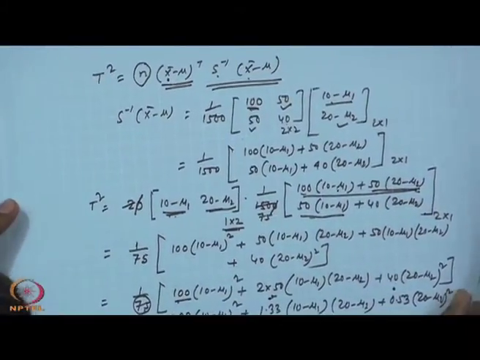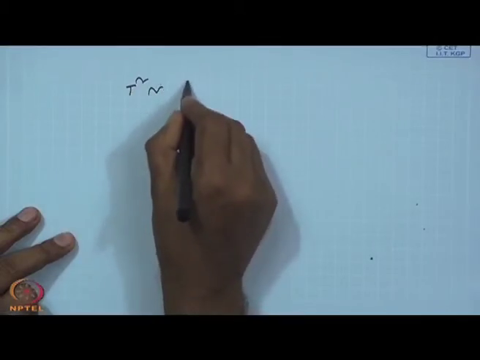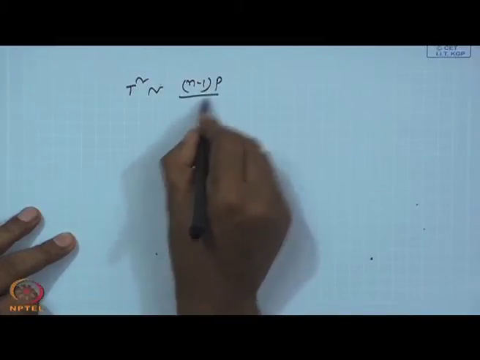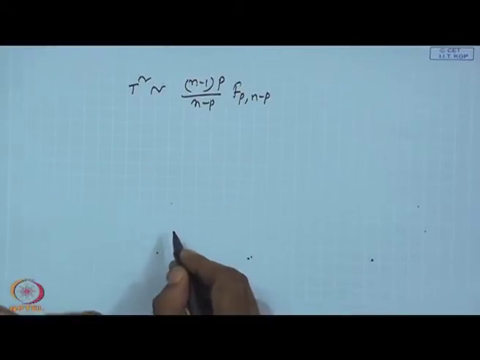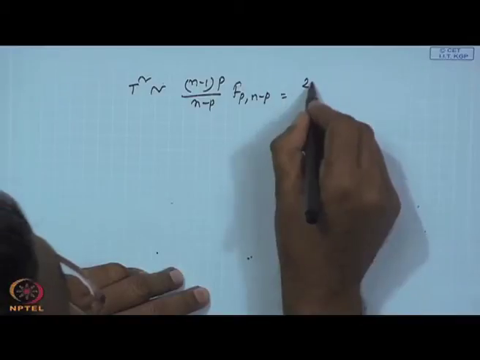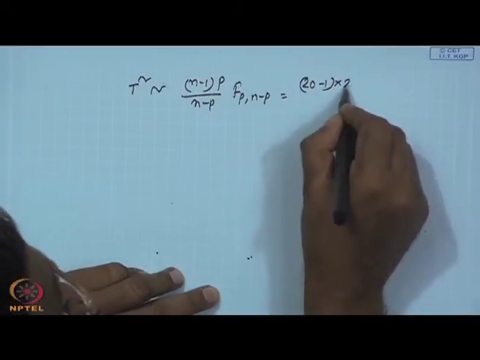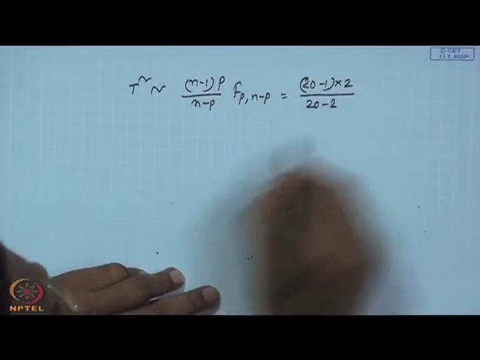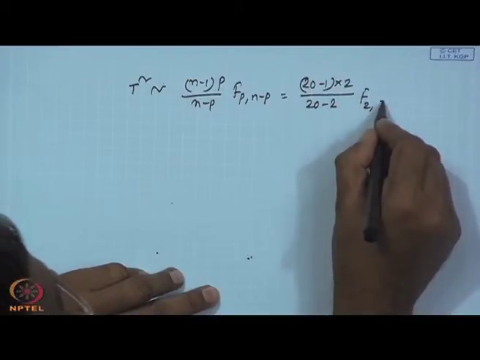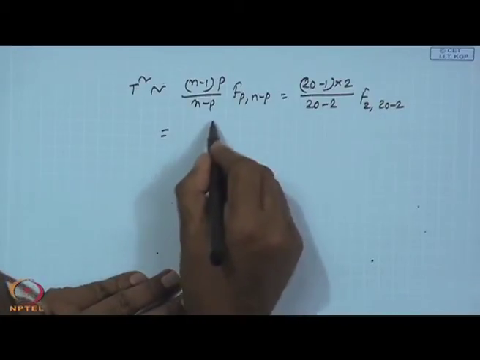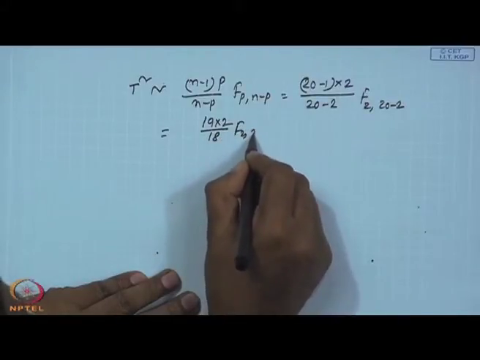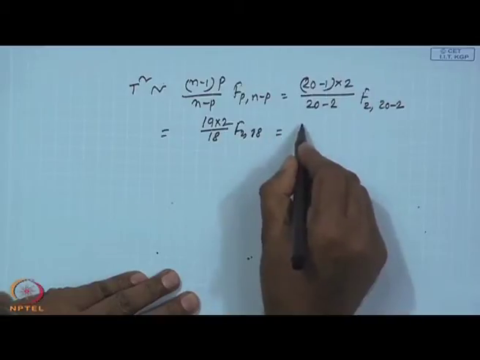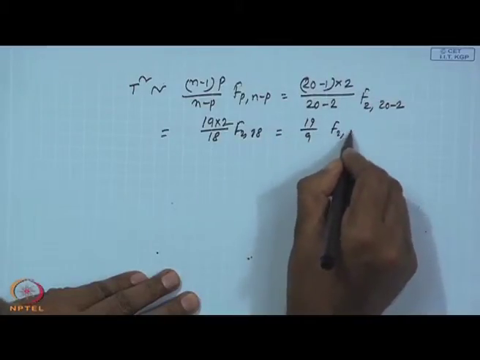Okay. Now, my second question is, what will be the distribution of it? So, distribution means T square follows (n minus 1) into p divided by (n minus p) times F with p and n minus p degrees of freedom. So, n is 20, minus 1, into p is 2, divided by 20 minus 2, then F with 2 and 20 minus 2. So, this will be 19 into 2 by 18 F(2, 18). So, you can write 19 by 9 F(2, 18).